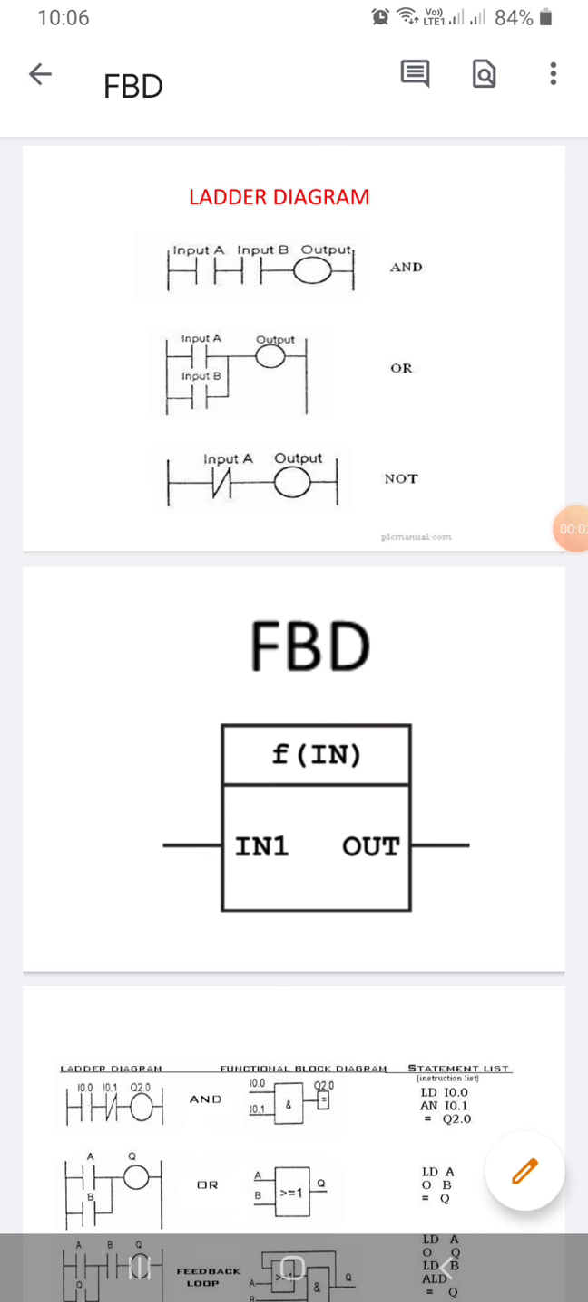Hello friends, today we are going to see all about the programming languages. The programming languages are specified by the standard IEC 61131-3, and according to this standard, the different programming languages are: first, ladder diagram; second, sequential function charts; third, function block diagram; fourth, structured text; and last is the instruction list.